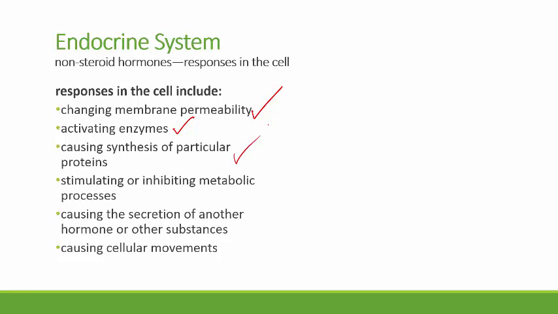It may cause the synthesis of particular important proteins inside the cell. It may stimulate or inhibit a specific metabolic process. It can cause other hormones or different kinds of substances to be secreted. And in the case of either a ciliated cell or a sperm, we can see movements of the cell in response to a non-steroid hormone binding there at the cell membrane. So lots of different ways that a non-steroid hormone might affect its target cell. It doesn't mean that every non-steroid hormone is going to do every one of these effects. This is just the potpourri of choices that the non-steroid hormone has available to it.